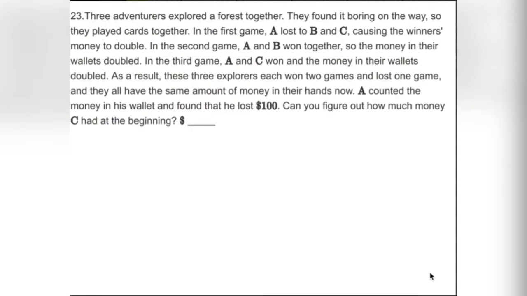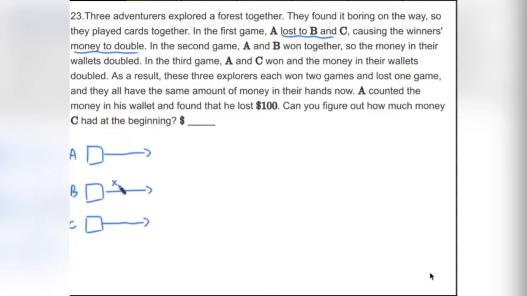Then next one, question 23. Well, this is also about working backwards, but it is a bit tricky. 3 adventurers explored a forest together. They found it boring on the way, so they played cards together. In the first game, A lost to B and C, causing the winner's money to double. So here, everyone, let's write it down. Here, A, B, C. Okay, A lost to B and C. A minus something, while B and C double. So here, B and C times 2 times 2.